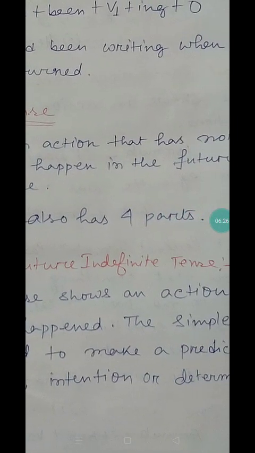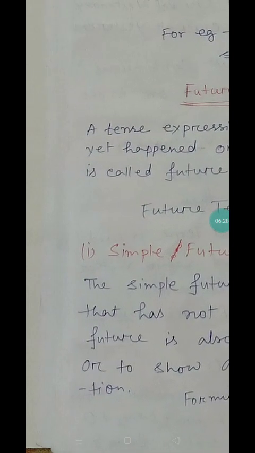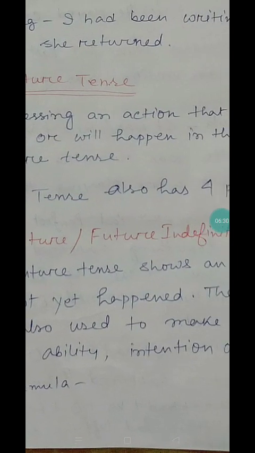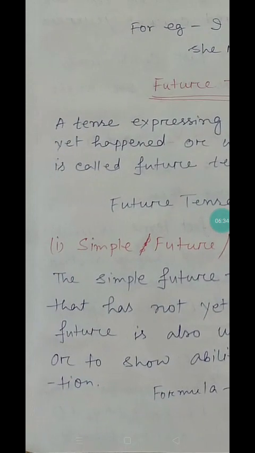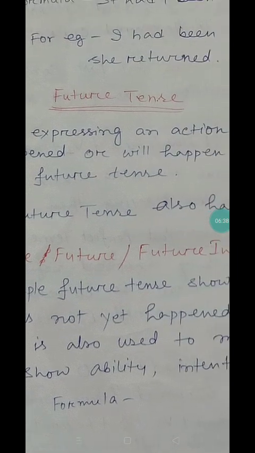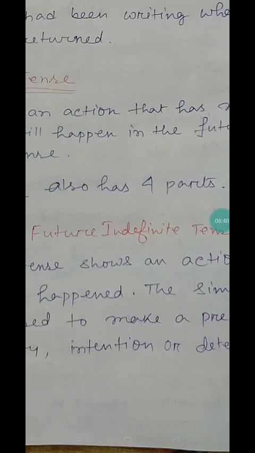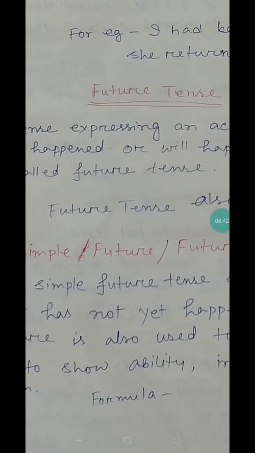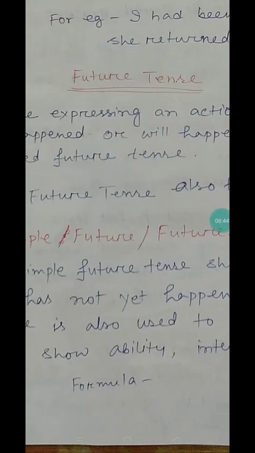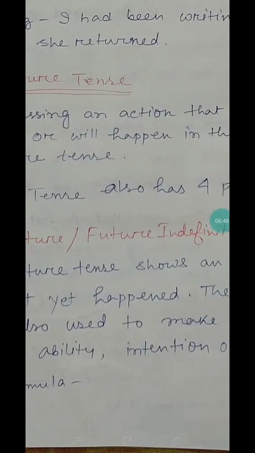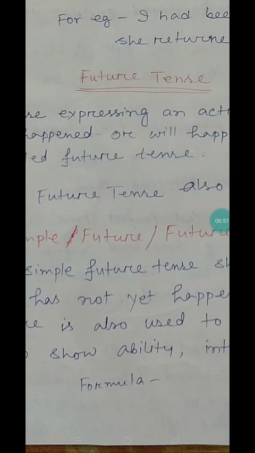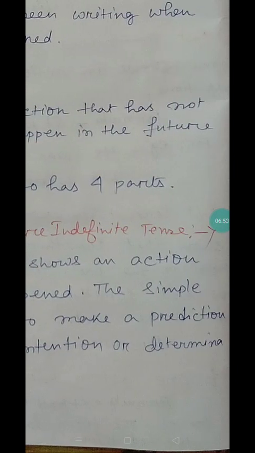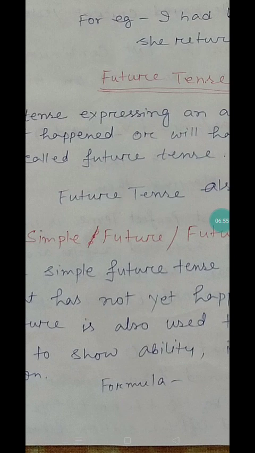Future tense also has 4 parts: simple future, future indefinite tense. That means you can say it simple future or future indefinite tense. It is the first form of future tense. The simple future tense shows an action that has not yet happened. The simple future is also used to make a prediction or to show ability, intention or determination. Now formula.